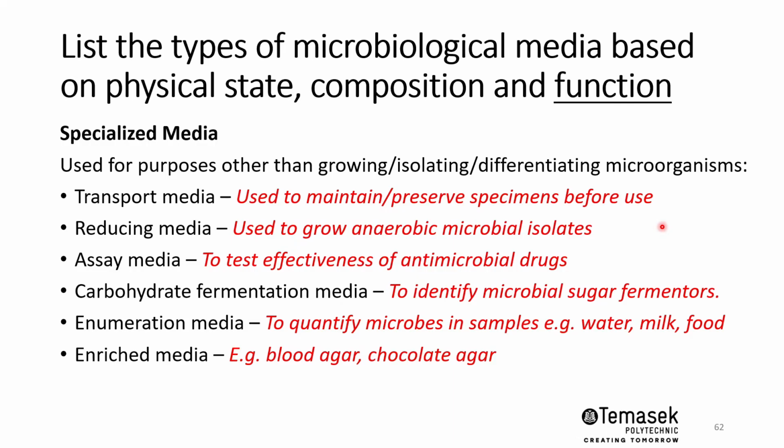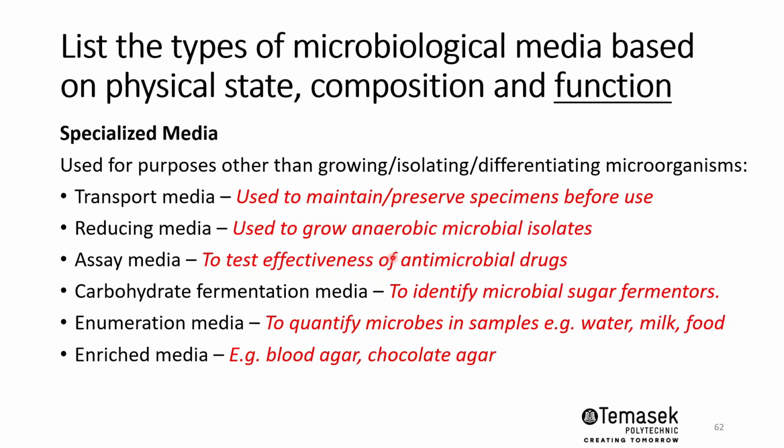We also have reducing media. Reducing media is special because it contains substances such as cysteine that can absorb oxygen and slow down the penetration of oxygen in the media. They're often used to grow anaerobic microbial isolates. They are very important because they grow bacteria that don't require oxygen, hence the term anaerobic, and we're able to grow them well on this reducing media.